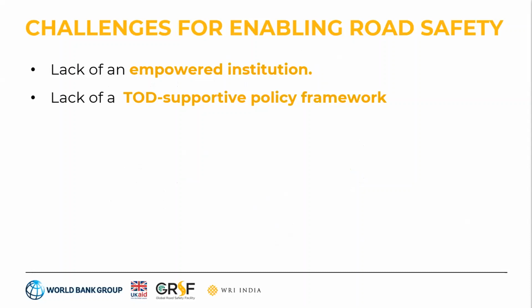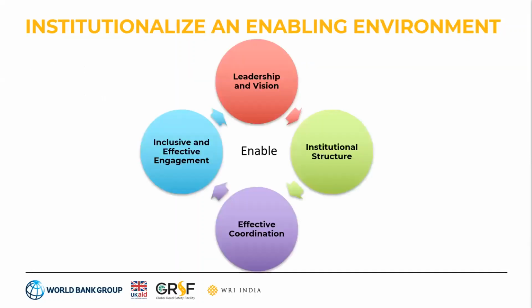The two most common TOD hurdles are the lack of an empowered institution that can work across various scales, levels of government and planning sectors towards a TOD solution, and a lack of a TOD-supportive policy framework, including pedestrian-friendly laws, efficient and inclusive regulations, and market-friendly financial tools. Next, please. To address these challenges and include road safety as an exclusive component, there are four key building blocks to set up and institutionalize an enabling environment, namely leadership and vision, robust institutional structure, effective coordination between government and participating agencies, and inclusive and effective stakeholder engagement. Next, please.